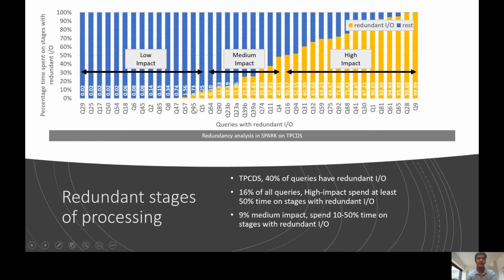So what we find is a significant fraction of queries, 25 out of 104, in fact, spend on average 50% of their time in such redundant stages. In fact, 16 of these queries spend more than half the time on stages which are redundant.